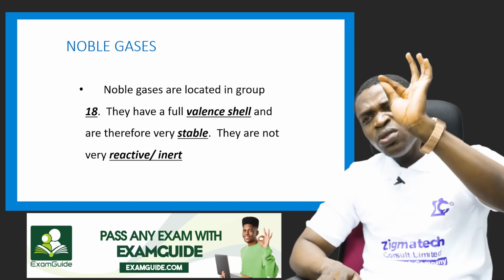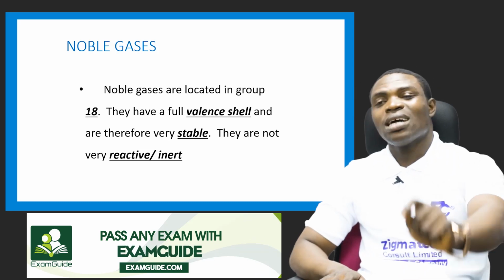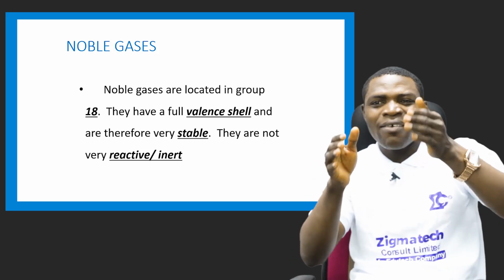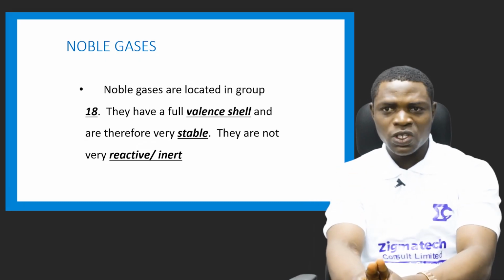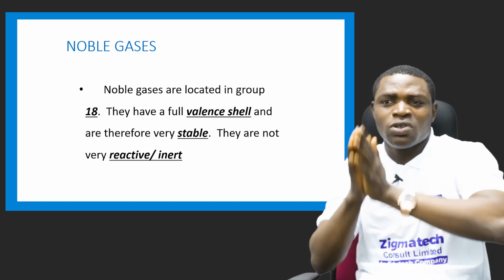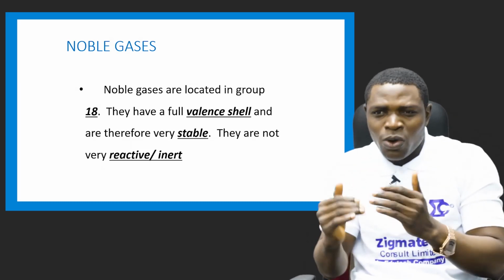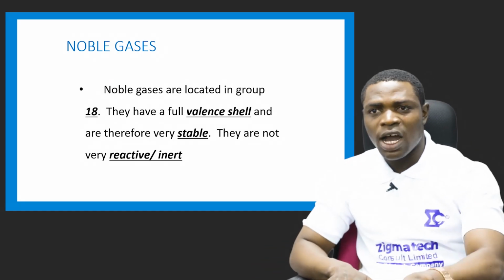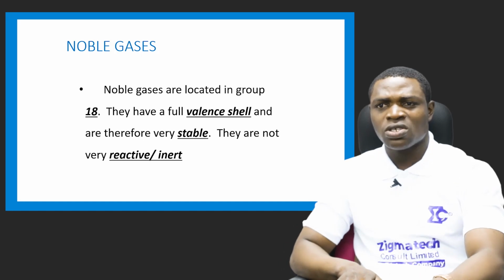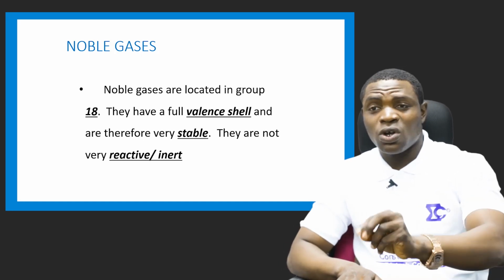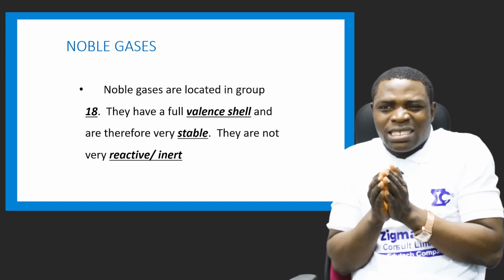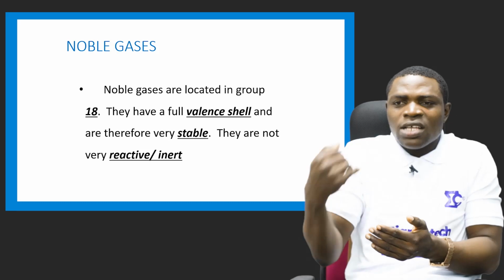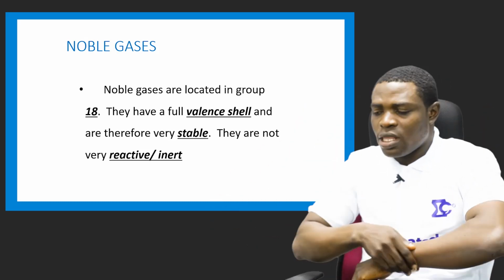Why? It is only these gases that have the capacity for stability. In chemistry, they are the only gases that have capacity for stability without chemically combining with other elements. They are stable, they can stay on their own, they are less reactive. They are not very reactive because they are stable already, so they don't allow electrons to come into their shell, neither do they give electrons. They are just operating on their own.